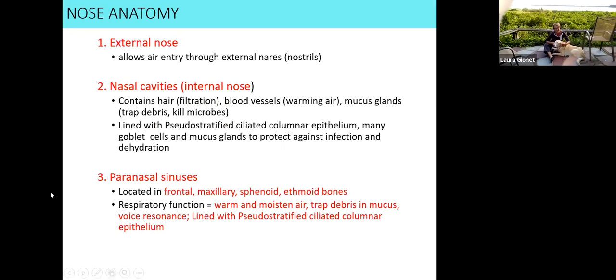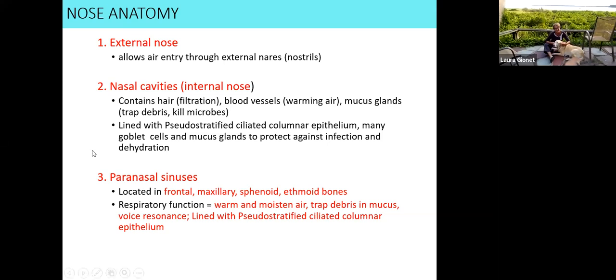Okay, so let's start at the most beginning portion, I guess you could say. The proximal end of the respiratory system is the entrance point at the nose or the nares or nostrils. So that allows air entry into the external nares or nostrils. And then it leads to the nasal cavity.